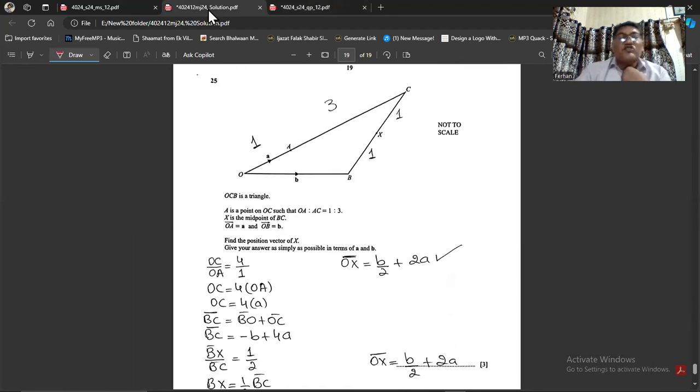Okay. So first of all, OC divided by OA is given, that is 4 by 1. So OC will be equal to 4 into OA. So OC will be equal to 4A. Okay, then I know BC will be equal to BO plus OC. So BC will be equal to minus B plus 4A.